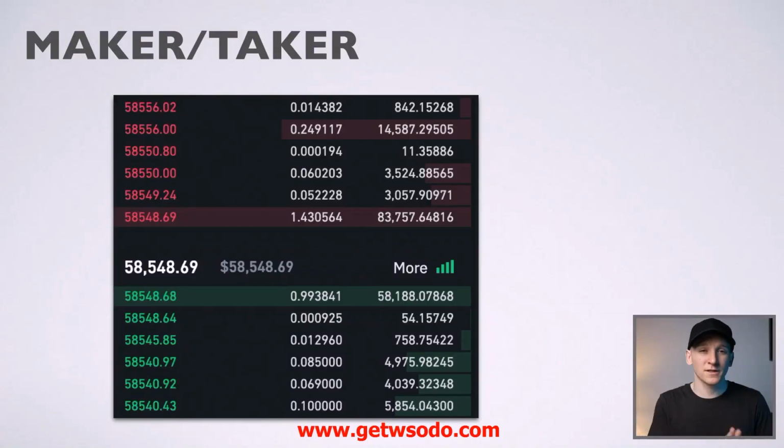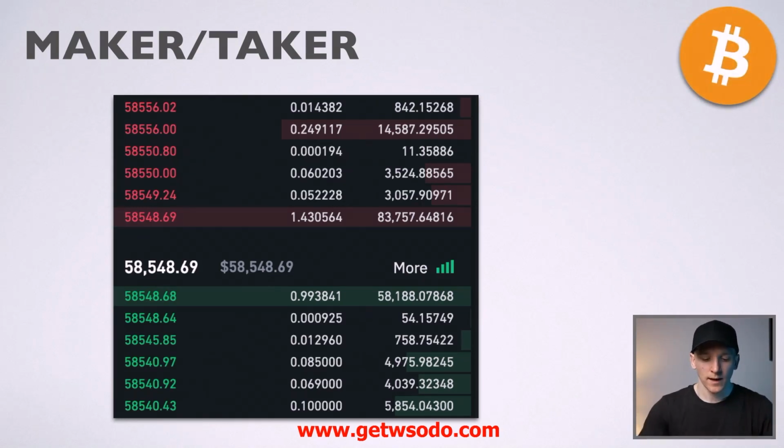Most cryptocurrency exchanges will actually offer you different fees, different trading fees, depending on whether you are a maker or a taker. So let's take the spread out of it. And we have the bid side at the bottom and the offer side at the top. So what we have here is the Bitcoin order book again. Now, what I want to do is show you the maker side.